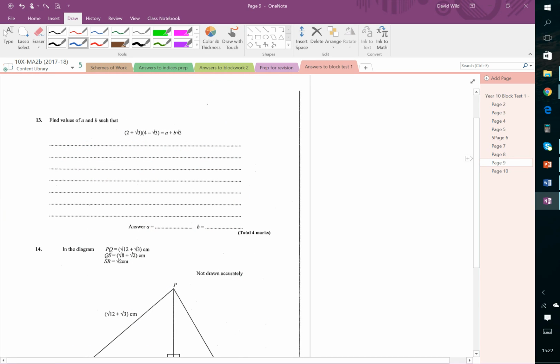Question 9. Let's multiply out the brackets on the left. 2 times 4 is 8. So let's just write this out. 2 plus root 3.